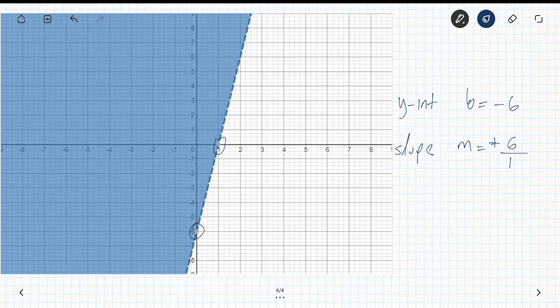All right, did we shade above or below? Shaded above the line. And one more thing, is it greater than or equal to? It's only greater because our line is dashed, so we do not need to put the little bar below the greater than or equal to sign. So 6 over 1x minus 6, and boom, that is my inequality.